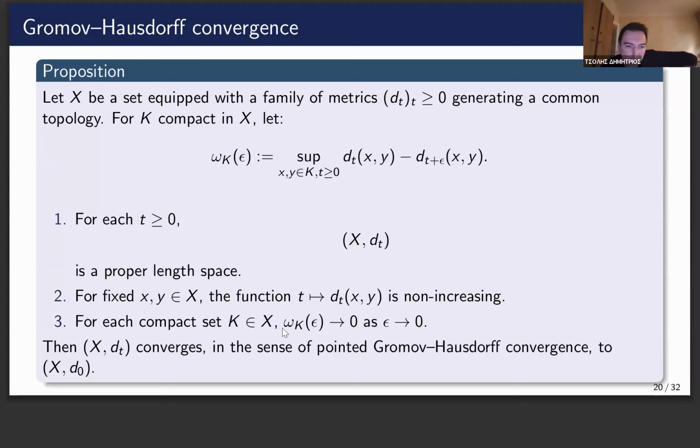And for each compact set K in X, we have that omega K of epsilon goes to 0 as epsilon goes to 0. And then we claim that those metric spaces converge in the sense of Gromov-Hausdorff to a metric space (X, d0). And let's prove this.